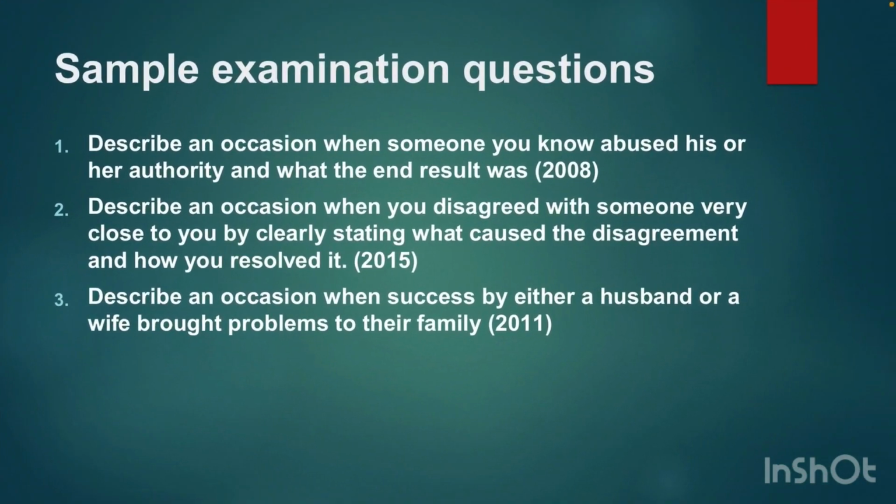Now, here I have some examination questions here. Choose one. I want you to choose one and try to write a composition. Number 1, describe an occasion when someone you know abused his or her authority and what the end result was. Question 2, describe an occasion when you disagreed with someone very close to you by clearly stating what caused the disagreement and how you resolved it. Describe an occasion when success by either a husband or a wife brought problems to their family.